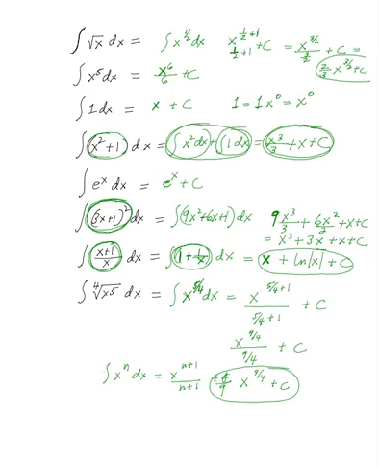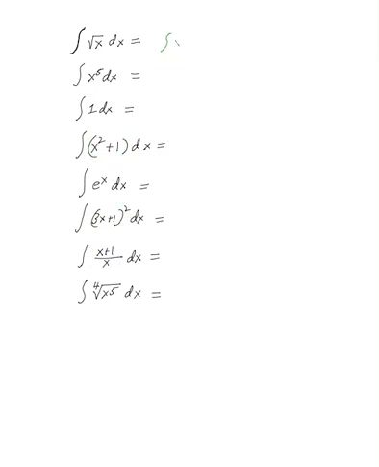Let's do some homework examples. Let's find the most general antiderivative of square root of x. Now, I have to write that as x to the 1/2 power. So I can use the antiderivative power rule. So that's x to the 1/2 plus 1 over 1/2 plus 1.